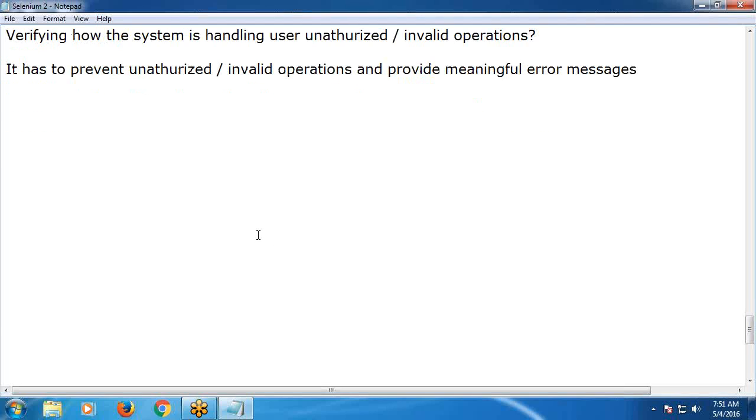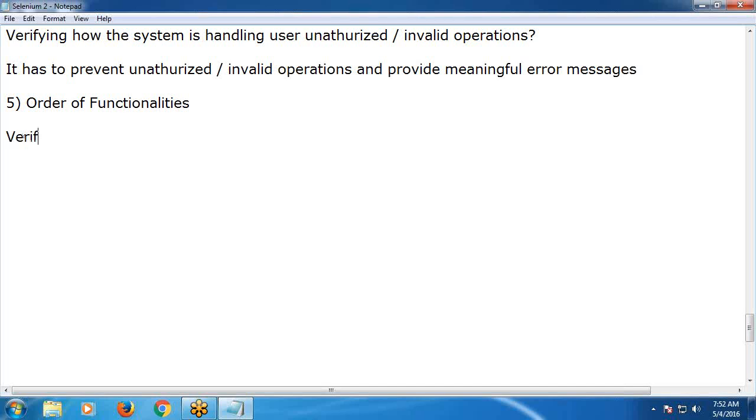Yes, sir. Next, one more. The first three coverages are important: input domain coverage, output domain coverage, and database testing. Fourth one, error handling. Fifth one, order of functionalities. Verifying whether the system is providing the correct order of functionalities with respect to requirements.